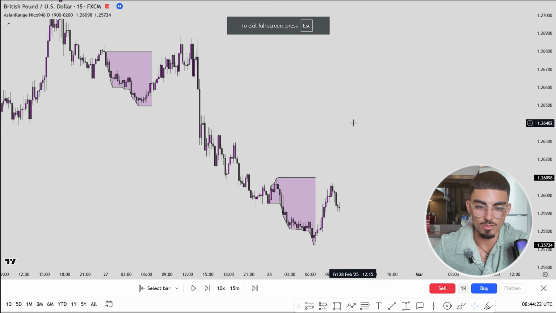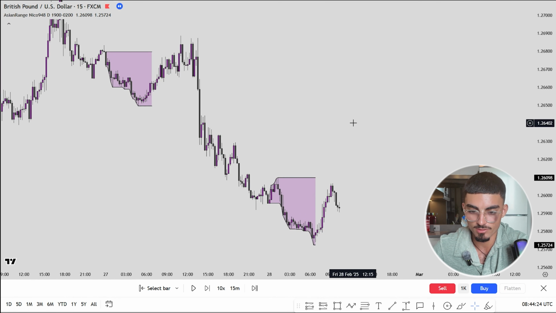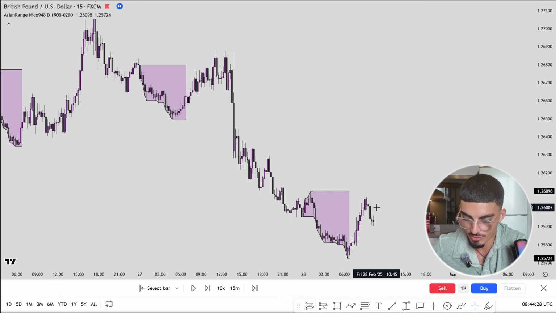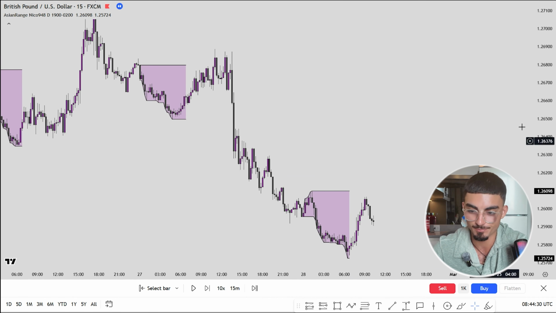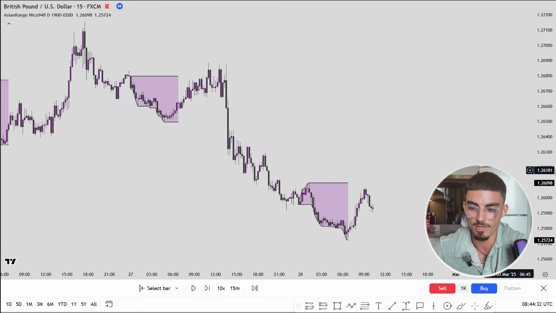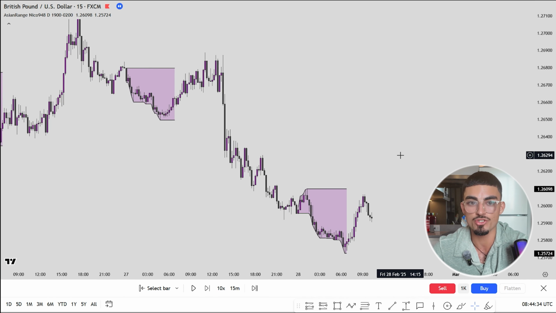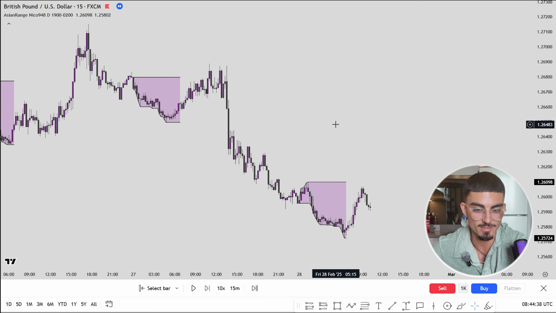All right, guys. So what I'm going to do now is go into the charts and show you an example of a trade that I took on Friday, the 28th of February, okay? And by the way, I'll show you proof and I'll show you everything. And I'll even show you that I called this trade out in my community as well, okay? But first of all, let's identify the trend.